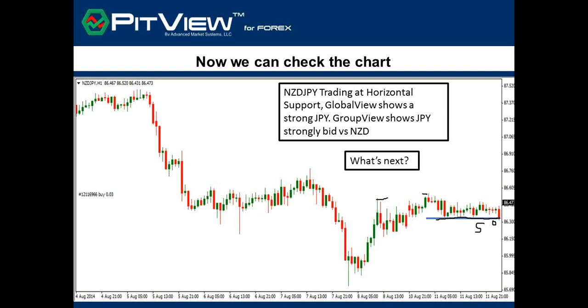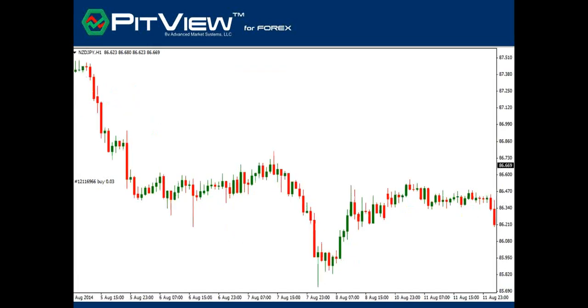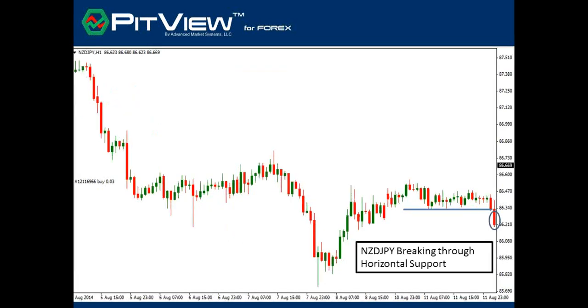So looking at PitView, let's just continue on with our three-step process. I can kind of show you what happened here. This is a trade that we actually took. New Zealand yen broke through horizontal support right here. PitView was already showing those numbers before this break even happened. It was showing large sell imbalances on New Zealand yen.